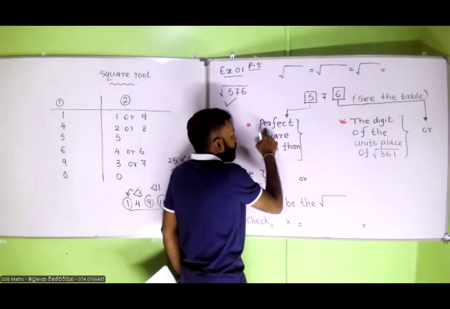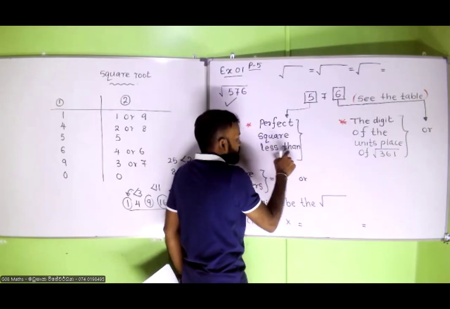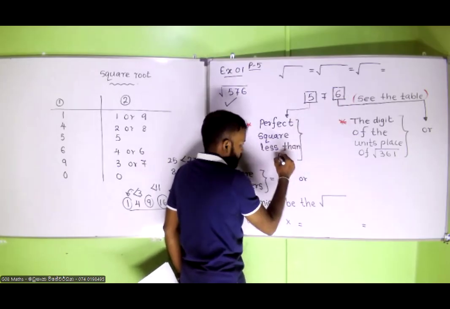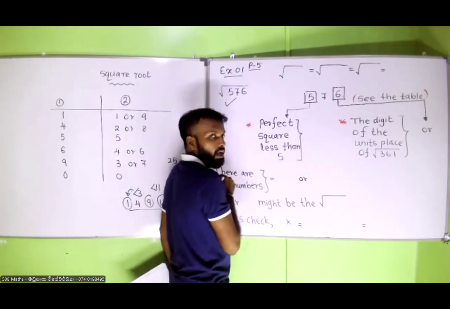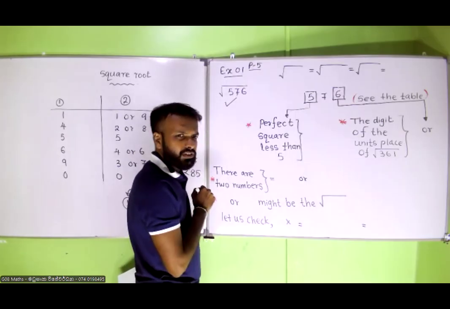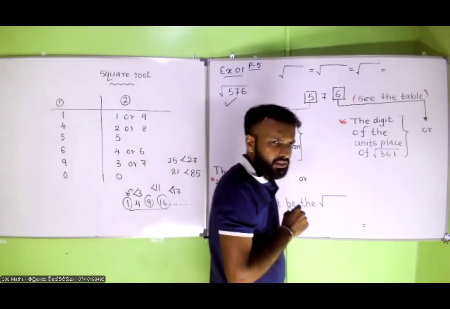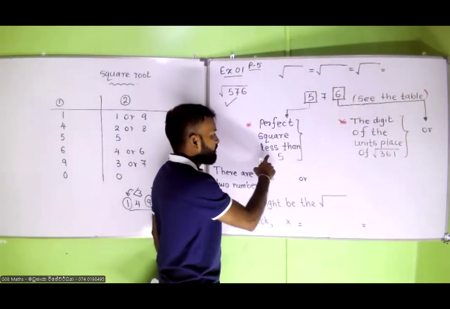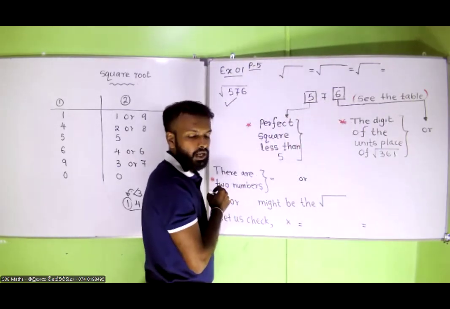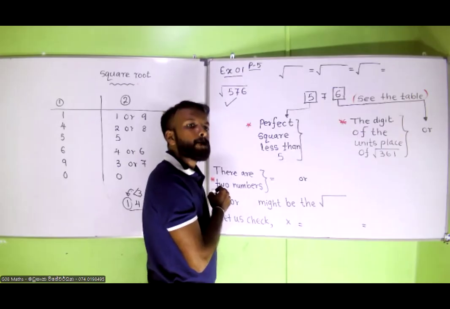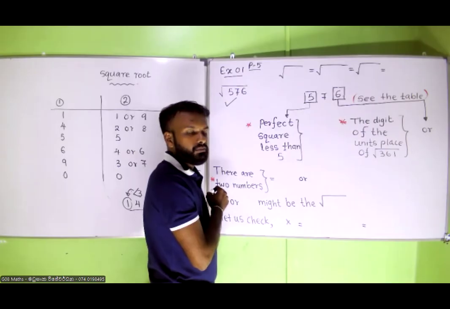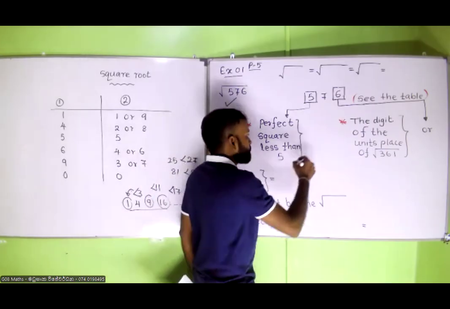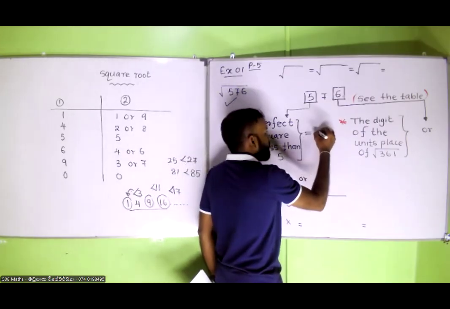Right. Now, the perfect square less than 5. That is what I have. The perfect square less than 5 is, can anyone tell me? Okay, I have received an answer. Can anyone tell me what is the perfect square less than 5? 4. Super.